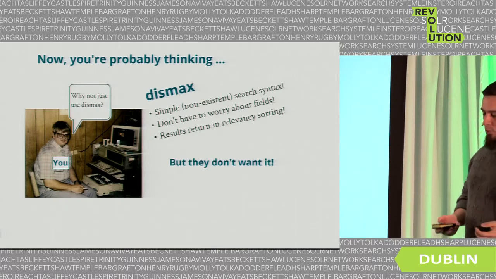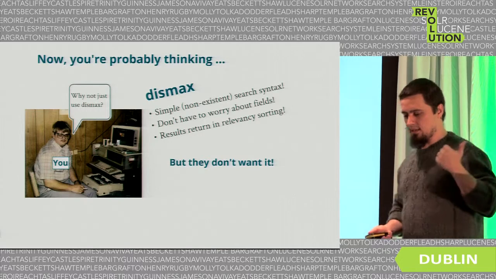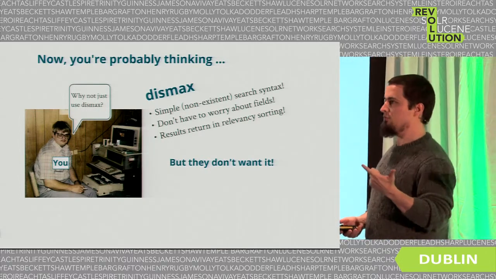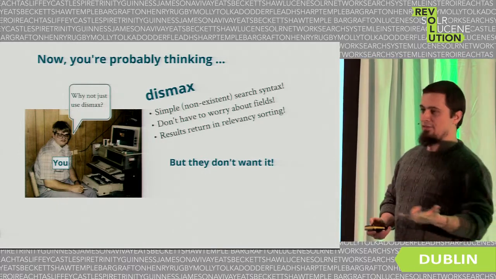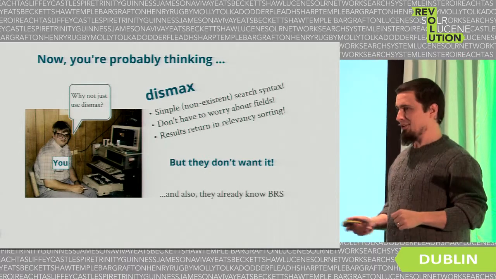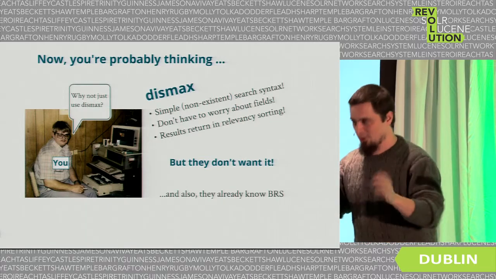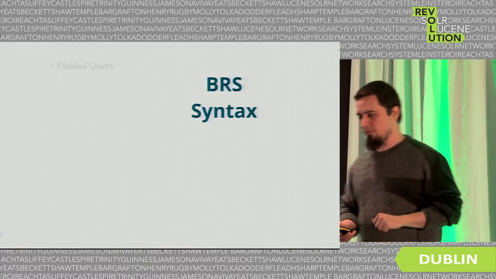This kind of goes back to what I said on the last slide. They're not scared of really complex search syntax. We'll look at that in a second. They want the fielded search because they want to be very exacting in how they're searching through the documents. And oddly enough, they don't care about relevancy sorting. Politically, there's another factor. They already know BRS, and it's easier for them to just keep going with BRS. So since we're stuck with it, let's take a look at what BRS entails.